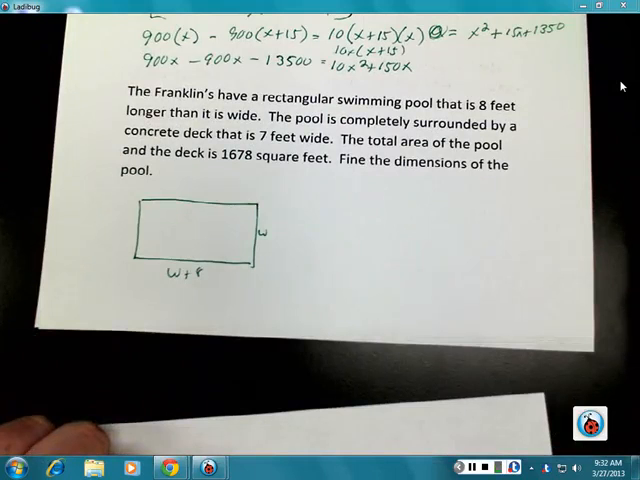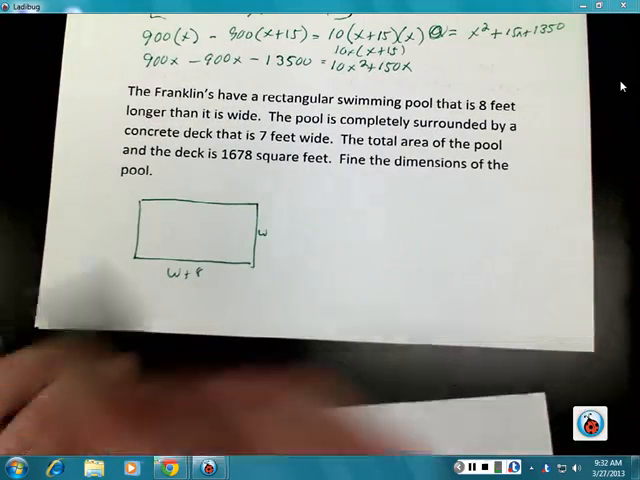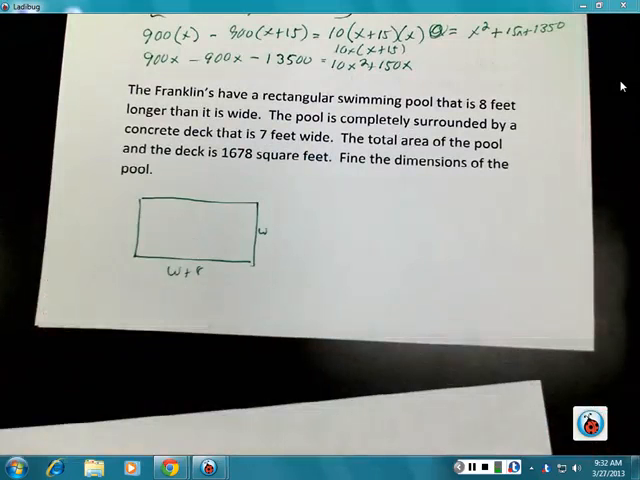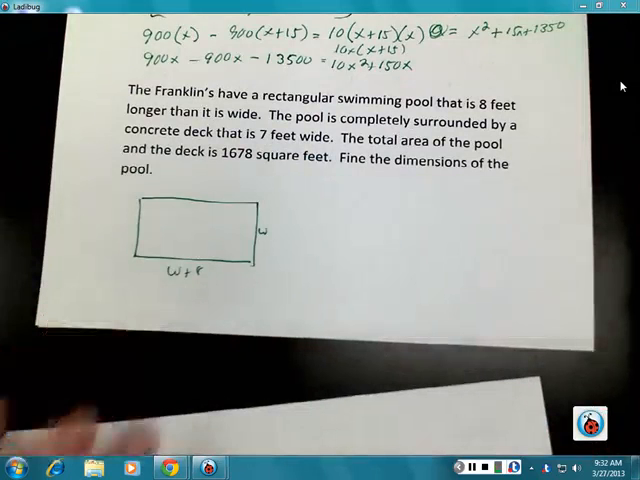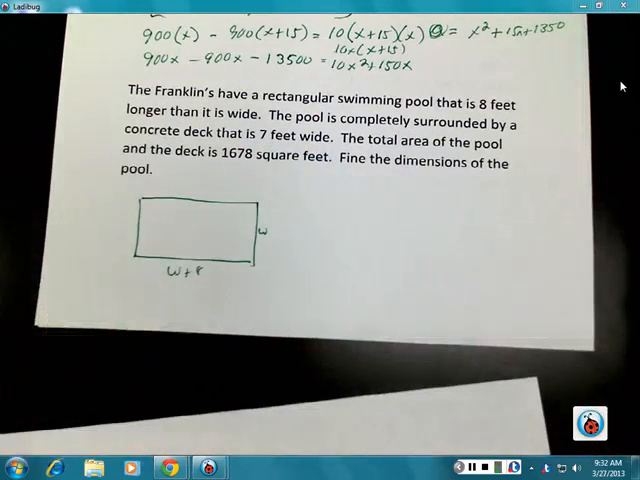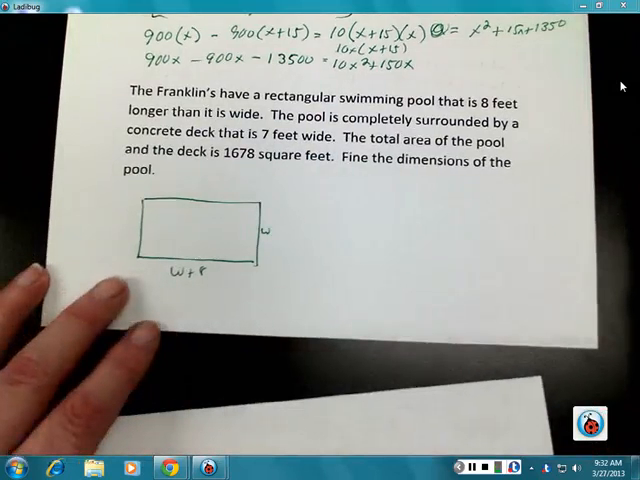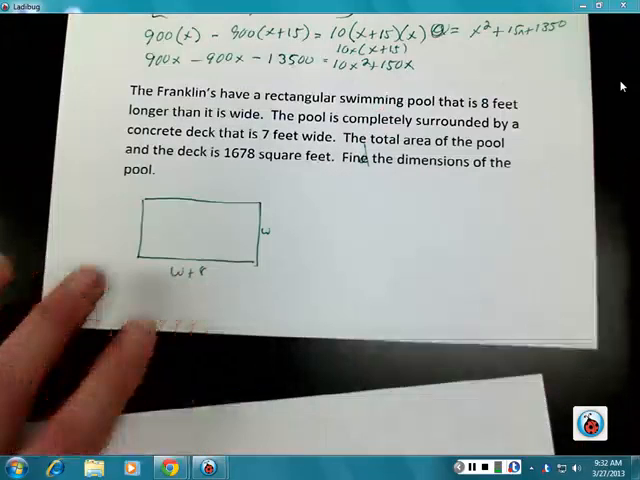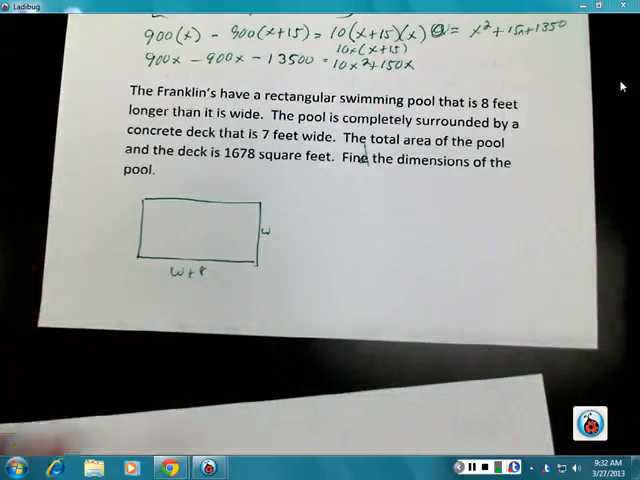Yes? Maybe? Okay. And it says the pool is completely surrounded by a concrete deck that is 7 feet wide. The total area of the pool and the deck is 1,678 square feet. Find the dimensions of the pool.